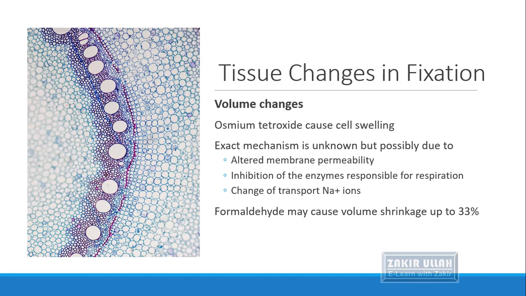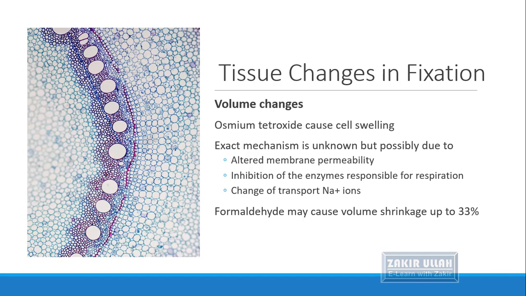Another possibility is the inhibition of enzymes responsible for respiration. The enzymes which produce ATP within the cells maintain the volume of the cell. When these enzymes are inhibited, then the cell starts swelling. And the third possible cause of volume change with osmium tetroxide is the change in transport of sodium ions. This may also cause the swelling of the cells: the sodium ions enter into the cell, and water follows the sodium ions, so the cells may swell during the process of fixation with osmium tetroxide.